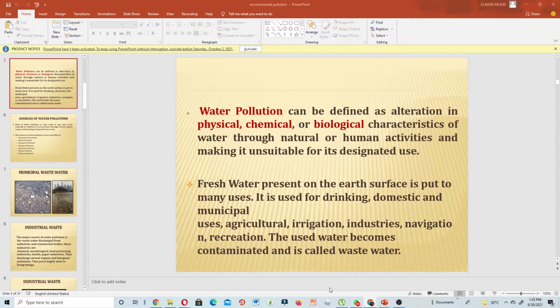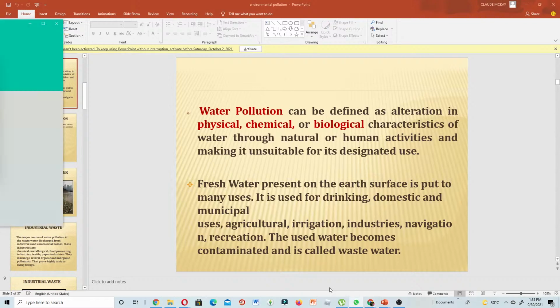Okay, sir. Yes. So the second pointer: fresh water present on the earth's surface is put to many uses. So we use water to drink, we use it to bathe, we use it to wash, we use it to clean, and they are saying that it is used for drinking, domestic and municipal purposes. It is used in agriculture, it is used in irrigation. Irrigation there means they are watering flowers, watering plants, watering fields. It is used in industries.